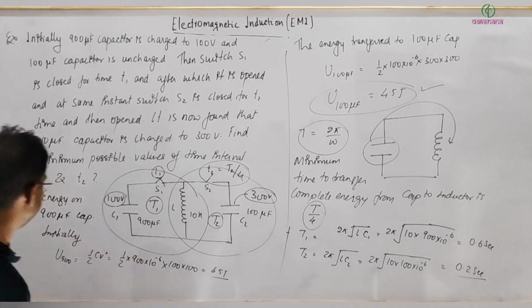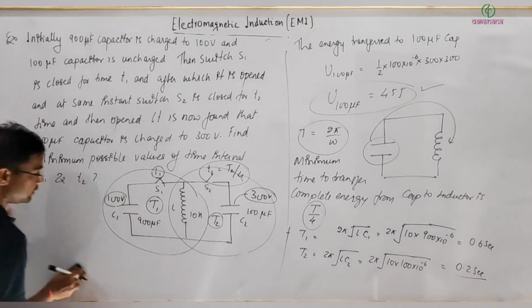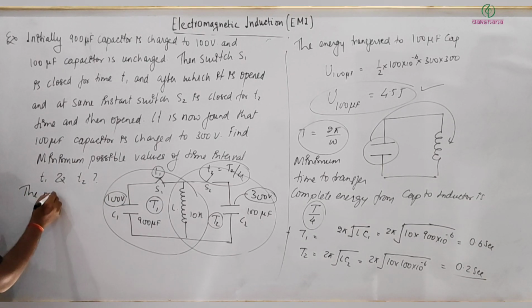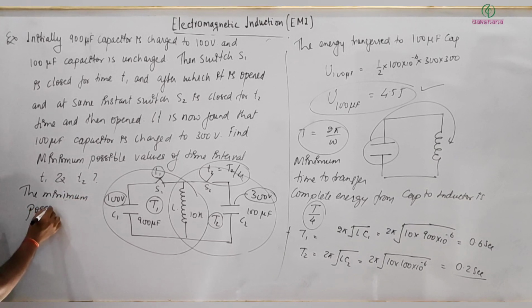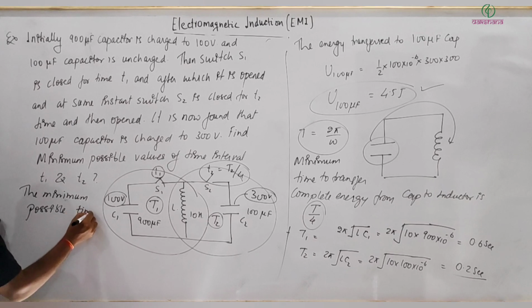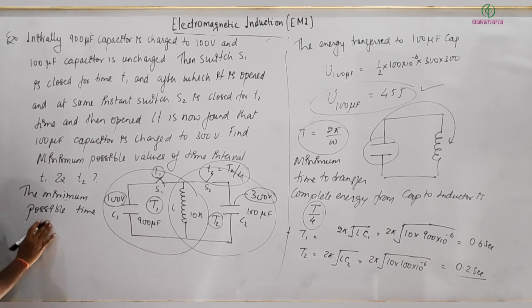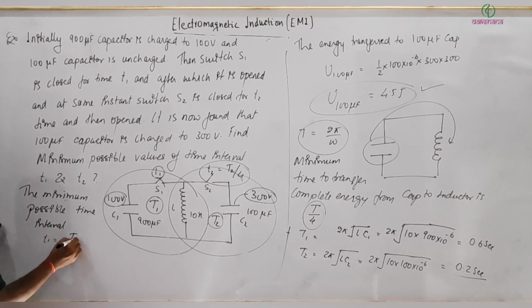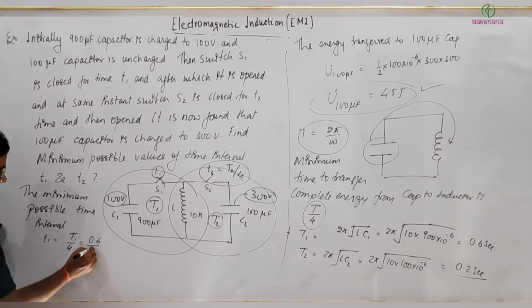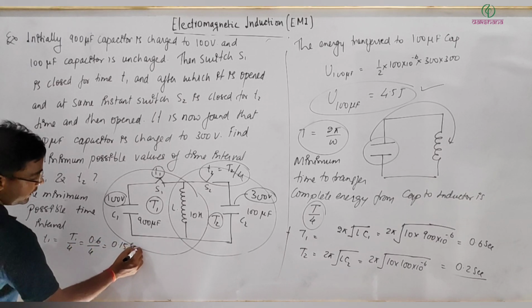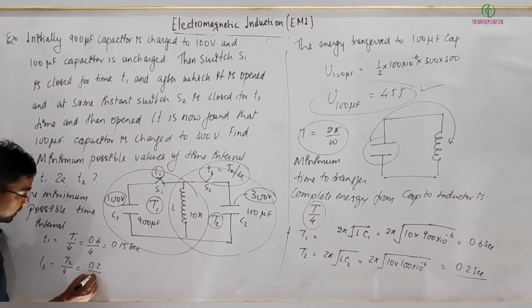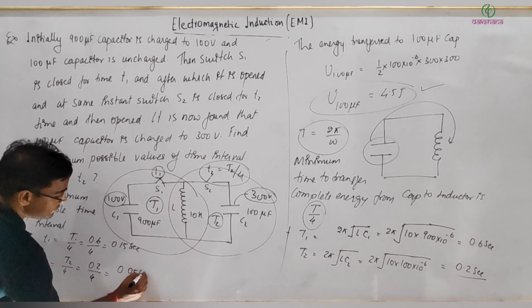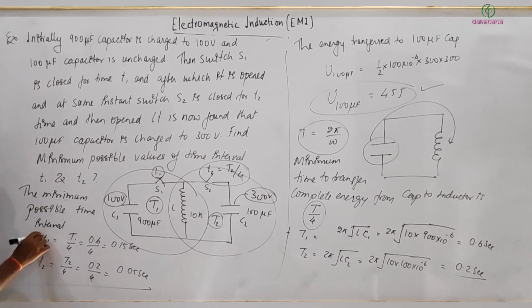So here the minimum possible time interval t1 is capital T1 by 4, 0.6 by 4, that is 0.15 second. And t2 is capital T2 by 4, that is 0.2 by 4, 0.05 second. So these are the answers.